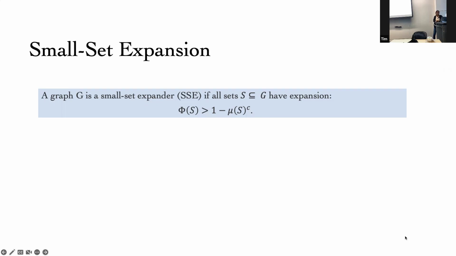How should we think of C? Bigger than 1, smaller than 1? Yeah, so you should think of C as a fixed constant, which is smaller than 1, like half or something.